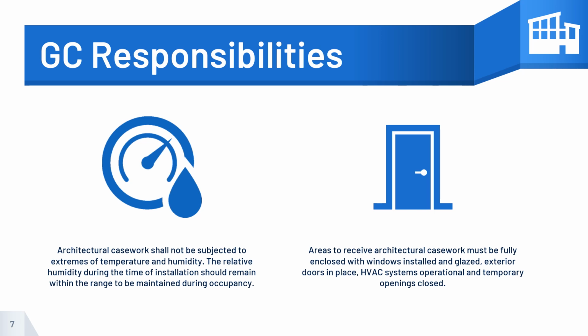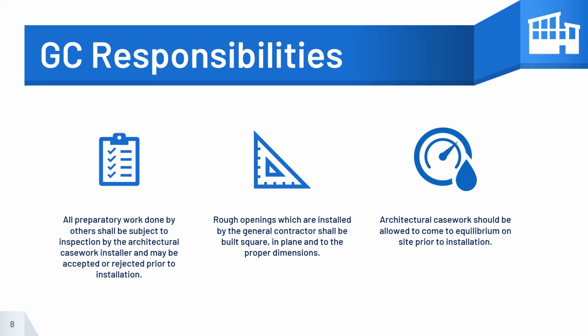Areas to receive architectural casework must be fully enclosed with windows installed and glazed, exterior doors in place, HVAC systems operational and temporary openings closed. All preparatory work done by others shall be subject to inspection by the architectural casework installer and may be accepted or rejected prior to installation. Rough openings which are installed by the general contractor shall be built square, in plane, and to the proper dimensions.